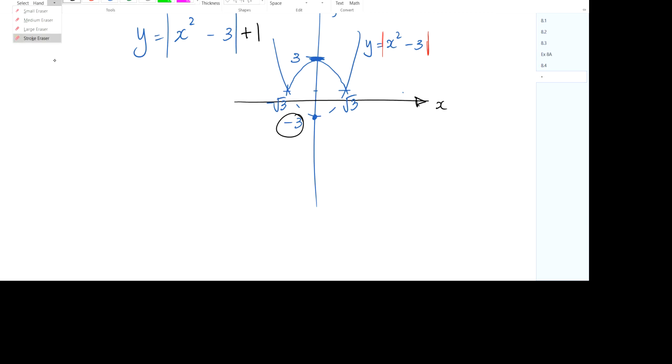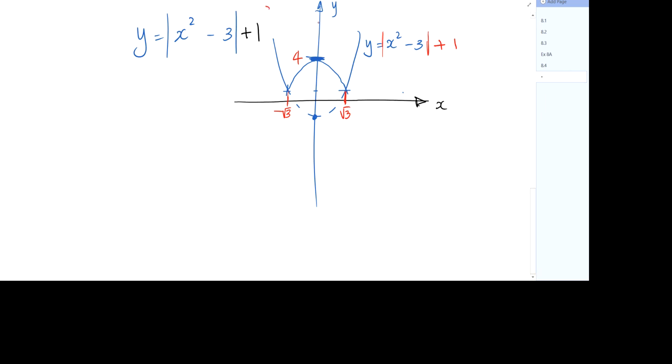So let's adjust all the important points. Earlier on, we said that this point over here was negative root 3. It stays as negative root 3. This minimum point over here is still positive root 3. Then this point over here, does it still remain as 3? No, my x-axis shifted down, so that value must increase, right? It becomes 4. So now this graph is a plus 1 graph, okay?